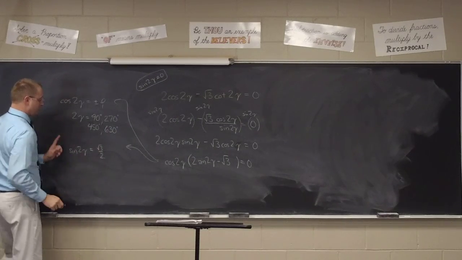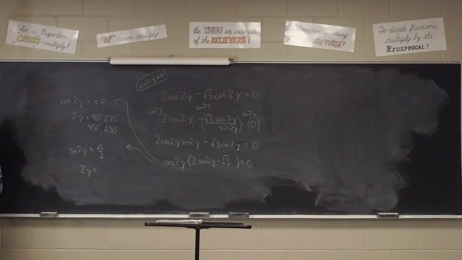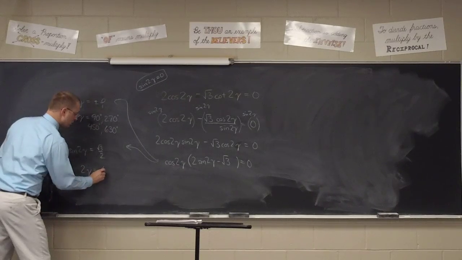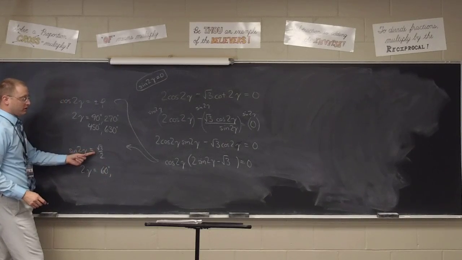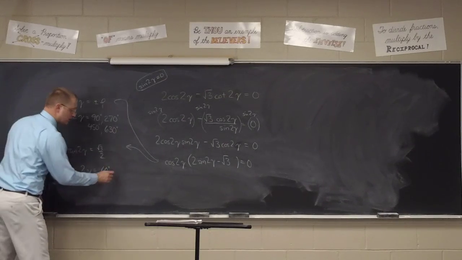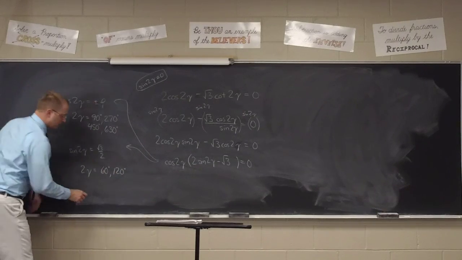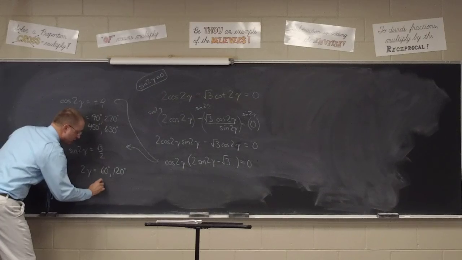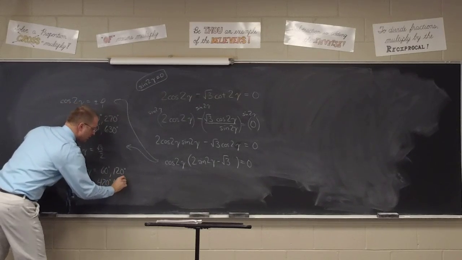Down here, when is sine square root of 3 over 2? 60 and 120, since this is quadrant 1 and quadrant 2. Add the 360: 420 and 480.